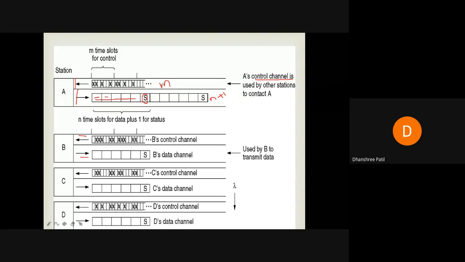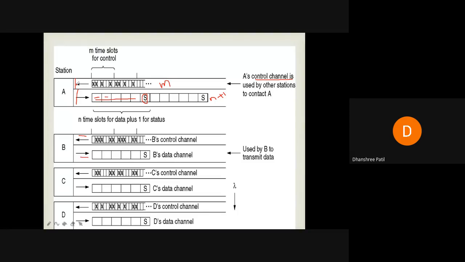Now in general, how do they communicate with each other? For example, station A wants to transmit data to B. How will it communicate? A will communicate to B's control channel that yes, I want to send a frame, or I want to communicate with B. If B is free, not accessing any other data, and no other transmission is along with B, then B will send a reply to A's control channel.